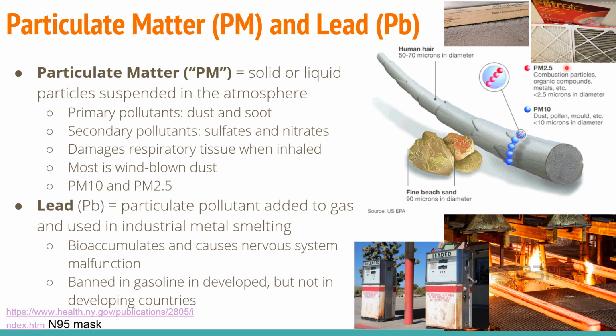PM2.5, which you are probably now familiar with, is less than 2.5 microns in diameter. And those examples are combustion particles, organic compounds, and metals, etc. And the reason why PM2.5 is more dangerous for us is because normally we can filter out a lot of dust, a lot of particles just with our nose, with the mucus in our bodies, but 2.5 is so tiny that our bodies are not able to filter that out. So once we breathe that in, it settles in our lungs.